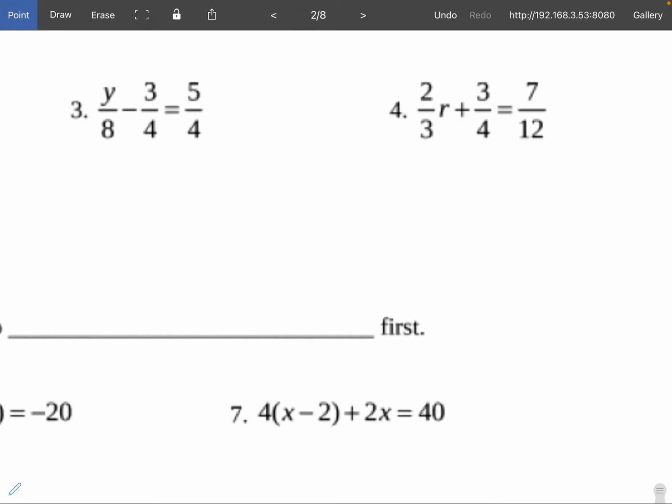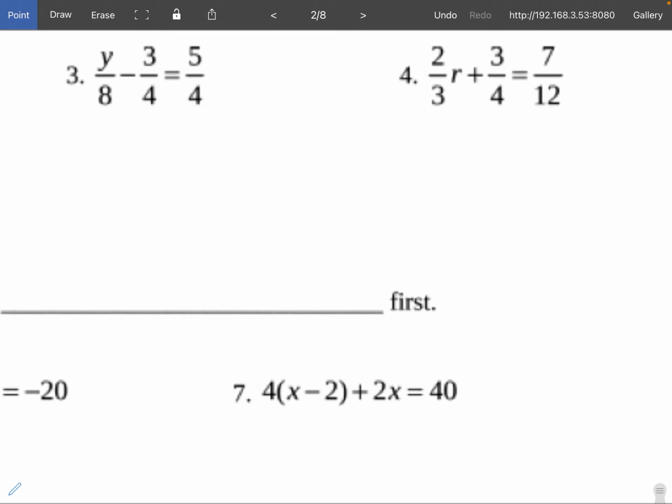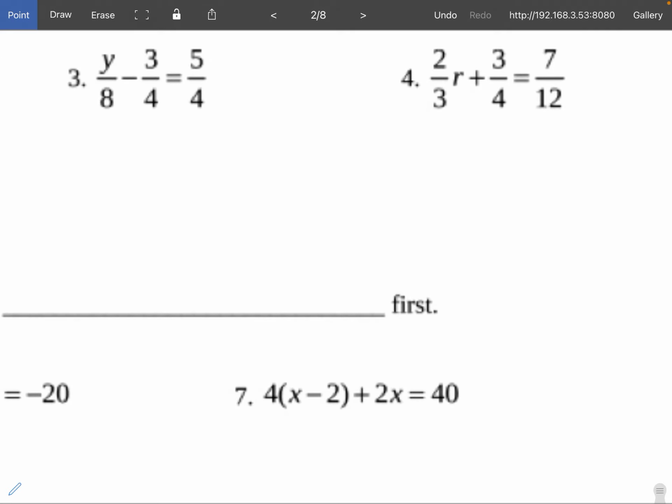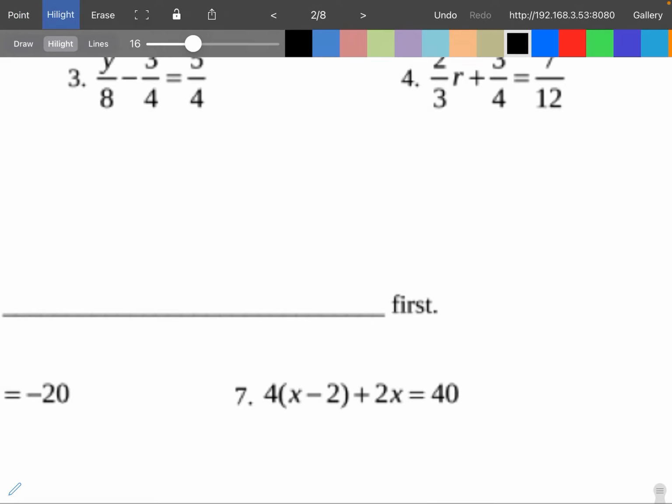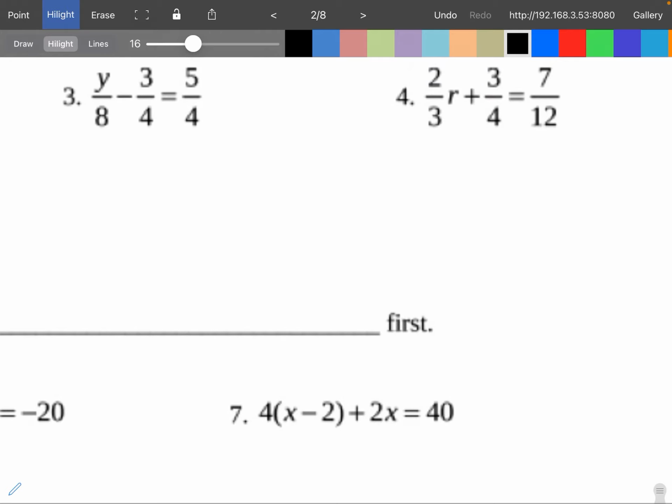And I think there's a number 3 over here, isn't there? Yeah. This one, oh, there's 3 and 4. Now these got fractions in them. Okay. So again, here, the goal on this one is to get the y by itself. But first, we're going to get the term containing y by itself. So we want to get this term by itself. So how do I get rid of that minus 3/4? Good. So I'm going to add 3/4 on both sides.